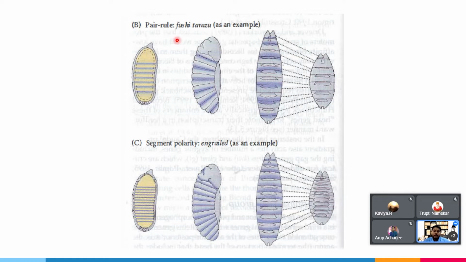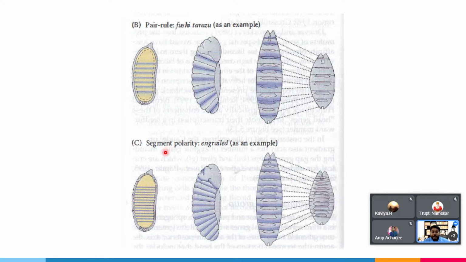But if this gene is mutated, then we can see directly that this particular part of the segment does not develop. So in the final embryo, instead of the wild type having 14 stripes or 14 parasegments, we only see 7 parasegments here. This is because this pair rule gene is mutated.